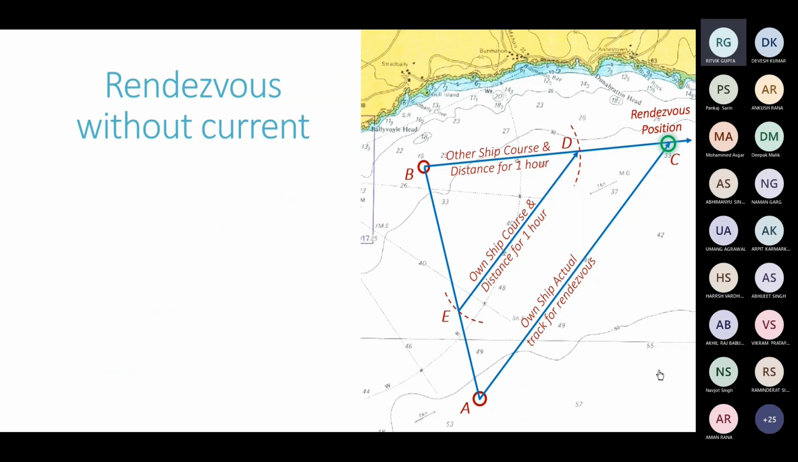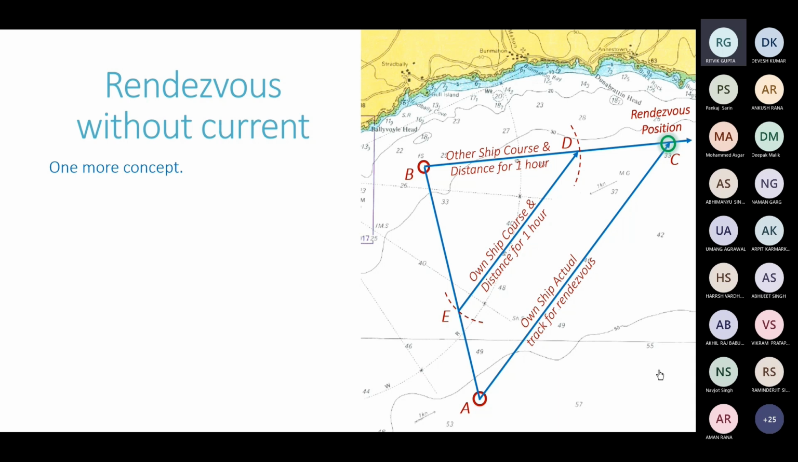Before we move on to our next concept, it is very important that we understand one more complication or one more concept which is involved in this diagram, which we made in the rendezvous problem without any current. So let's understand this one more concept here. Some of the questions could be based on this particular concept also.